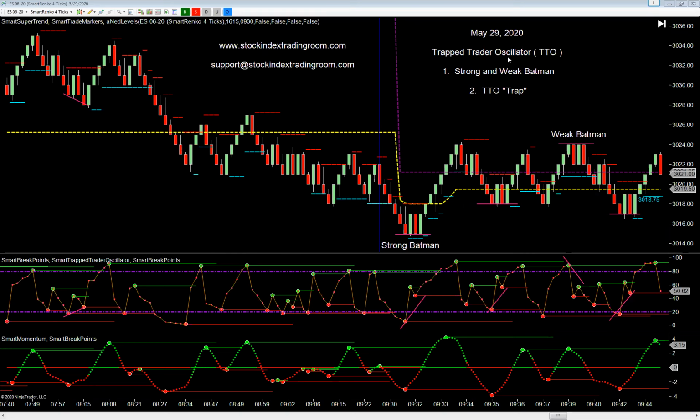So the two signals that we're going to focus on are strong and weak Batman and a TTO trap. And the indicator that we're going to look at is this crazy looking thing down here.